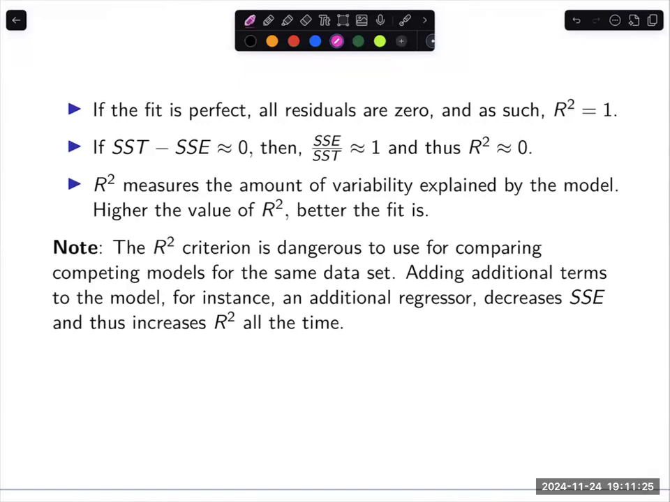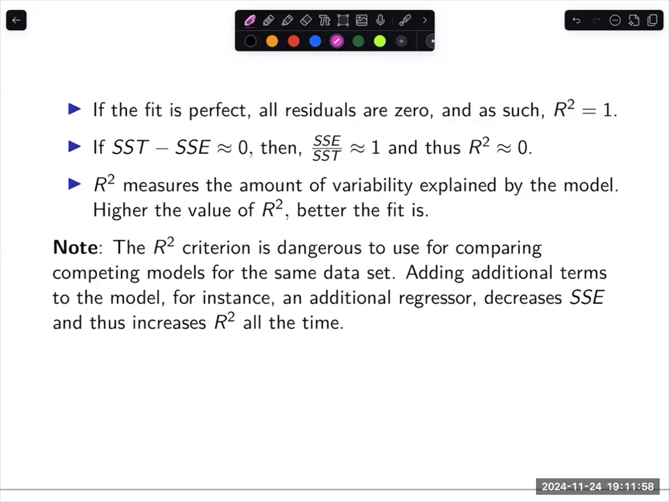So there's a note we need to put here. Firstly, if the whole model fits perfectly, R squared will be 1. And if SST minus SSE equals 0, that means there's no fitting in the model, and R squared is going to go to 0. And R squared measures the amount of variability explained by the model. The higher the value is, the better the model fitting is.